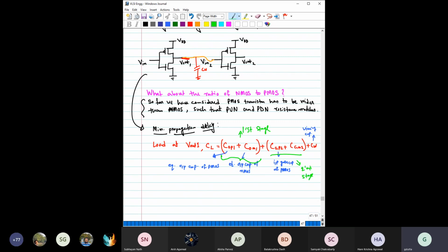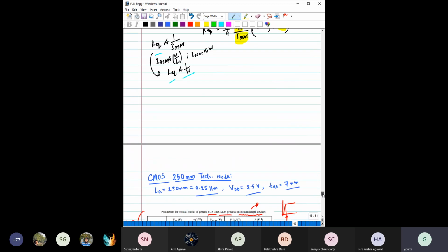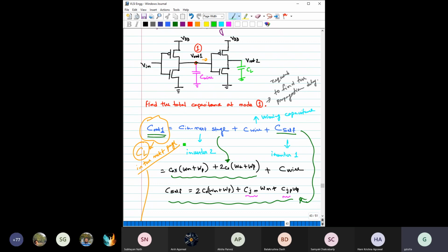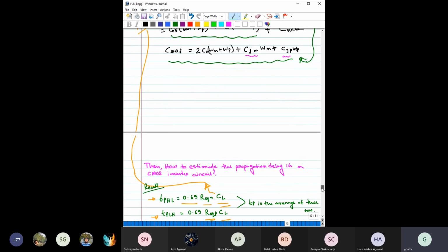The same thing we have also done before; we are just changing the notation so it is easier to represent. This is C out 1, the total output capacitance at node 1. Basically it is C in next, plus the wire capacitance, plus the cell capacitance, the self-loading effect. We are not writing it in the long way because it is difficult to write such a big expression again and again, so we combined a couple of things.